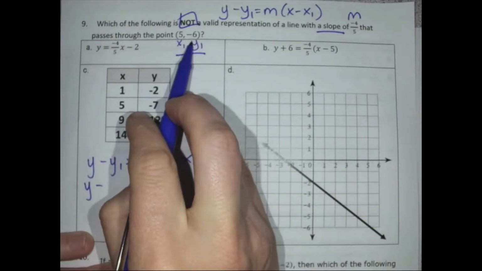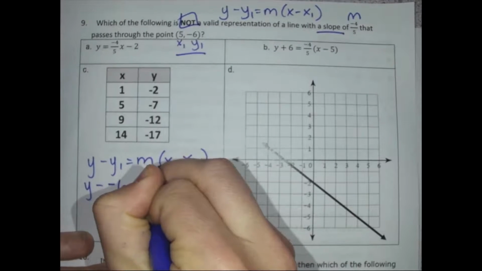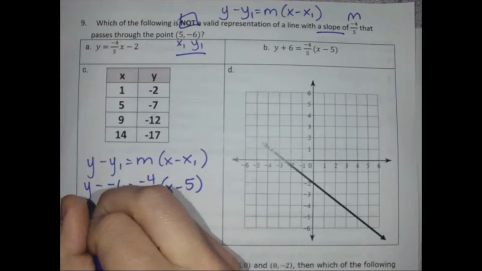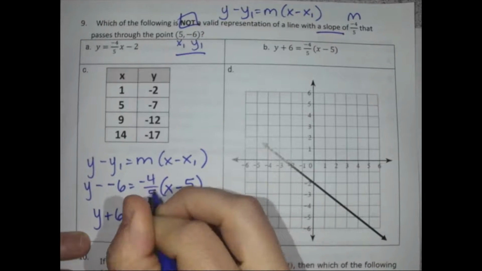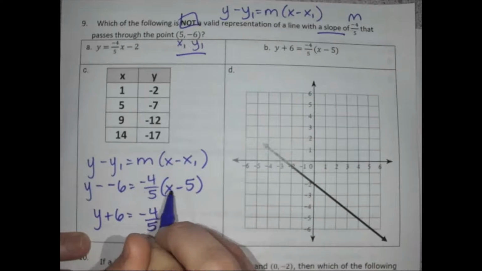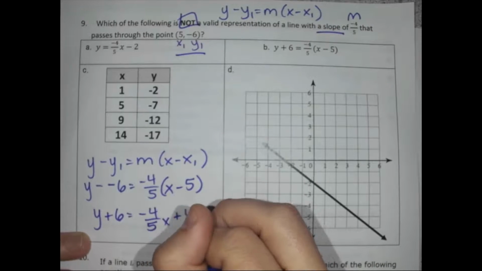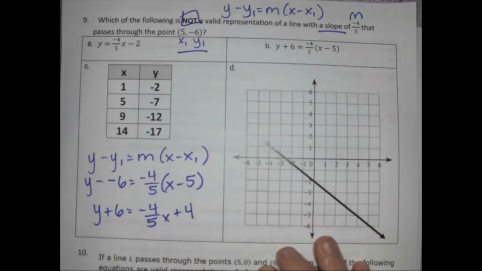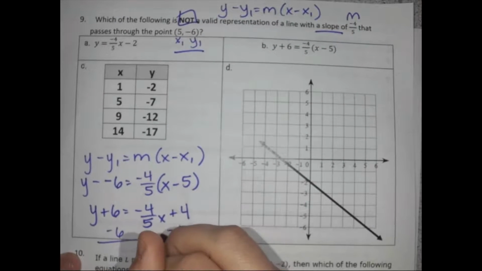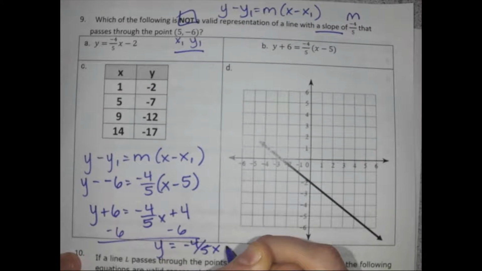Y minus my number, which is -6, equals a slope of -4/5 times x minus my x1, which is 5. Y plus 6 is equal to, I need to distribute, so it's -4/5 x, because remember it's -4/5 times this. Negative times negative is a positive. My 5 cancels out and I get a +4. I can subtract 6 from both sides, and my final answer is y is equal to -4/5 x minus 2.